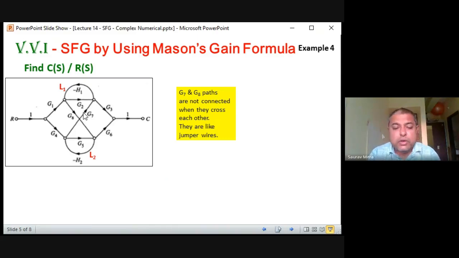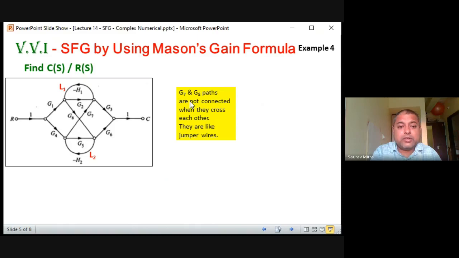Okay, and I'll show you how it happens. A very important thing: this point is not connected. G7 and G8 are not connected at this point. They are like a jumper, where one wire goes on top of the other. If you look from the top, it might look like they are connected, but they are not. So the first thing is that the G7 and G8 paths are not connected.